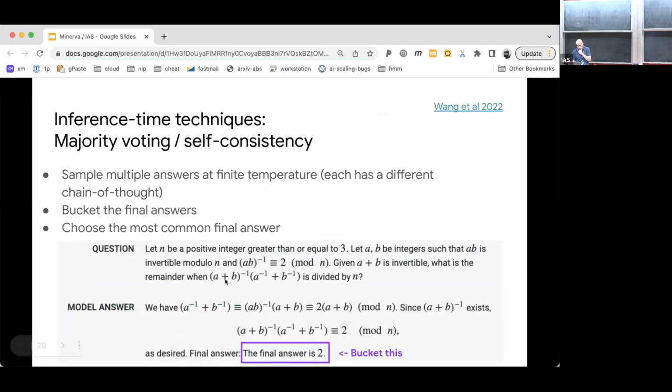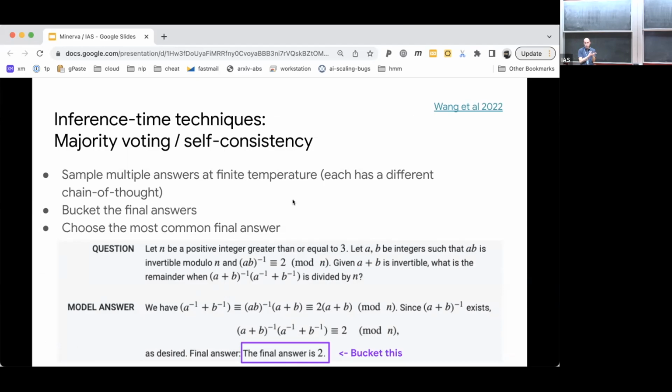Okay, and then the last thing, which to me was the most surprising technique that helps, is majority voting. So we can take the model, give it the prompt, ask it a question, and then sample from it at some temperature. If we sample once, then it's best to sample with 0 temperature, just give us the most likely token at every step, and this gives the best performance.